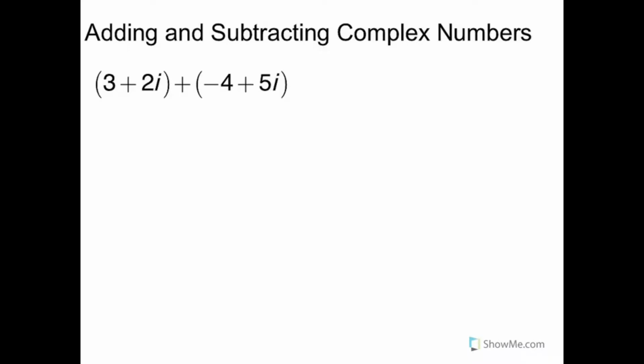Remember that a complex number has a real part and an imaginary part. So when I want to add two complex numbers, like 3 plus 2i plus negative 4 plus 5i, I want to add the real parts, their like terms, and add the imaginary parts, their like terms. So when I combine here, my sum, 3 plus negative 4 is negative 1, and that's the real part of the sum. And 2i plus 5i is 7i, and that's the imaginary part of the sum.